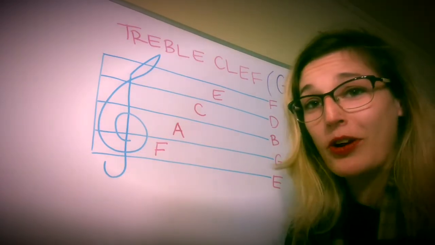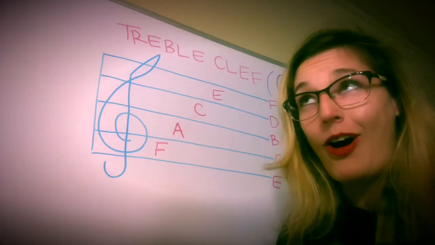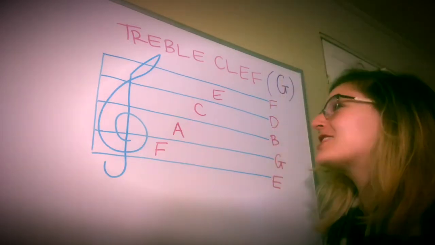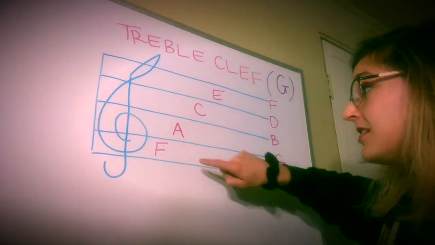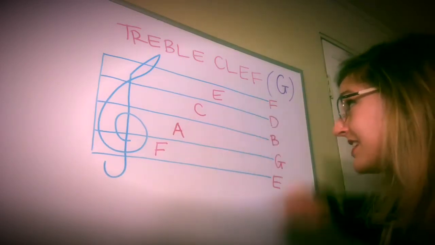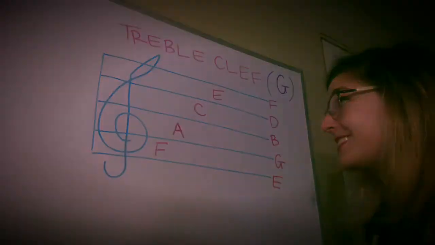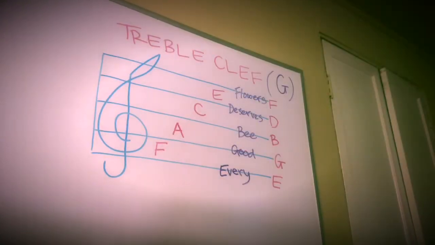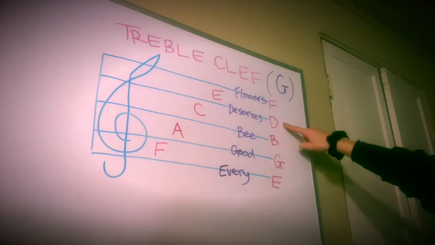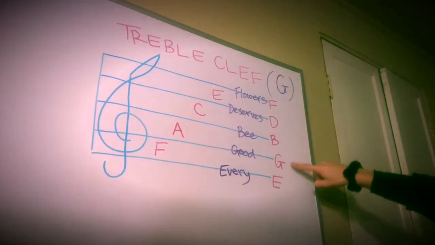Us music teachers, we're a little zany, and we come up with all sorts of helpful hints to help you remember your notes. You may notice that the treble clef spaces spell face, F-A-C-E, face in the space. That's a good one. The line notes of the treble clef are a little less approachable, and so we tend to use acronyms to help us. My personal favorite is every good bee deserves flowers. G clef, ain't that the truth?